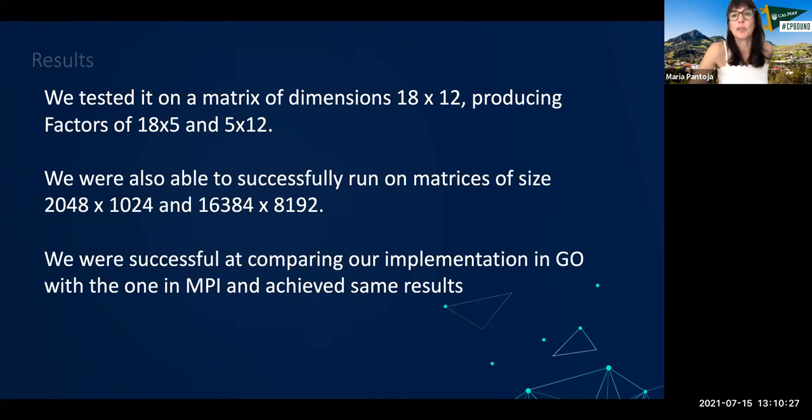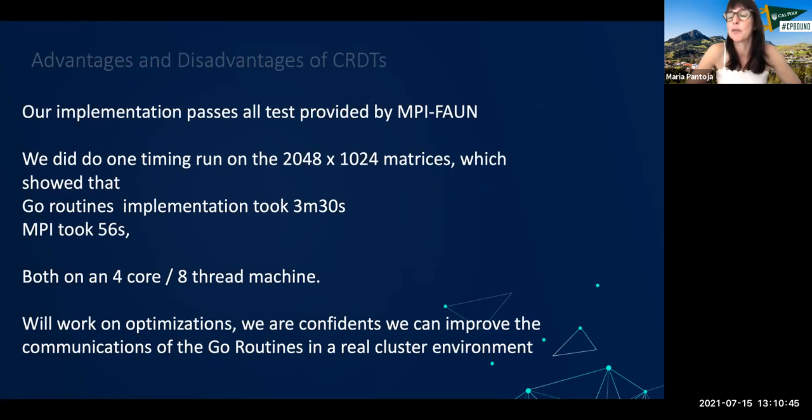We tested with the test bench that MPI FAUN uses, which has small matrices like this one, but also much bigger matrices. The results produced are exactly the same, so we are competitive. You can choose to use our algorithm or MPI; the results are going to be the same. For small arrays, the timing was also the same. But when the arrays are much bigger, our Go routine implementation takes 3 minutes and the MPI implementation takes 56 seconds. So we are slower than MPI.